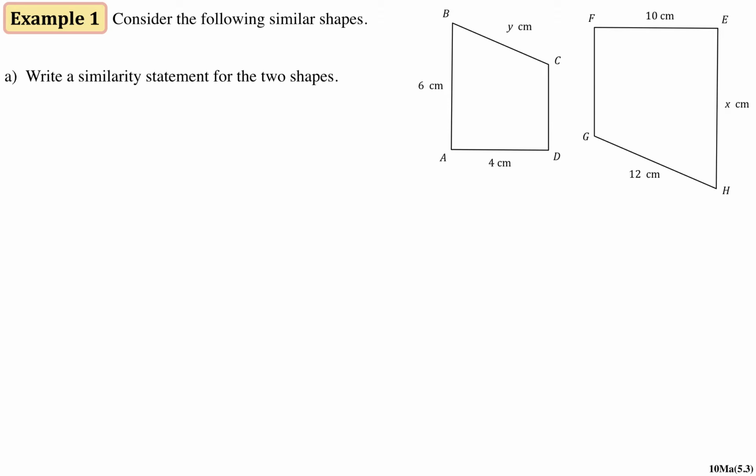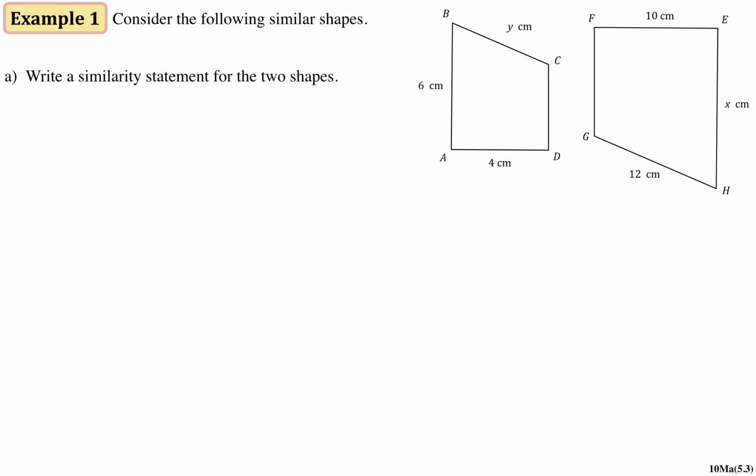We've got 2 shapes. Now the question is telling us that those shapes are similar. It says consider the following similar shapes. So we assume that those shapes are similar, so they are exactly the same with the angles. Each of the angles match up perfectly, but the sides aren't quite the same. One shape is a little bit bigger than the other. So the first thing says to write a similarity statement for the 2 shapes.